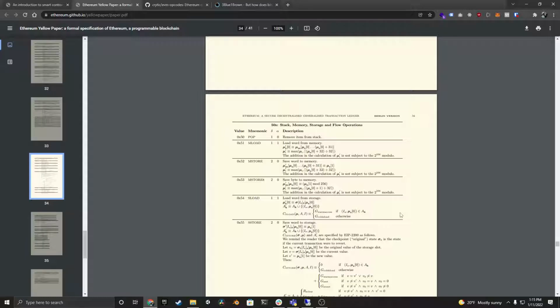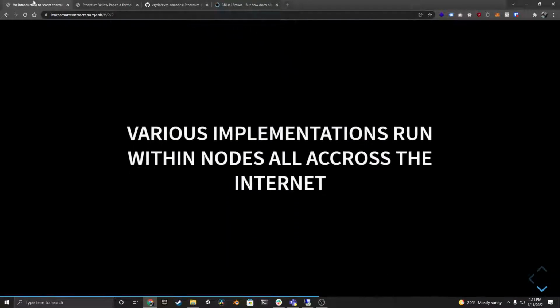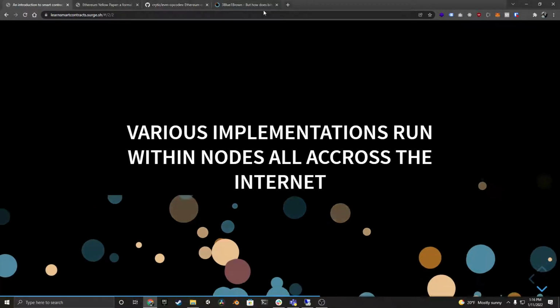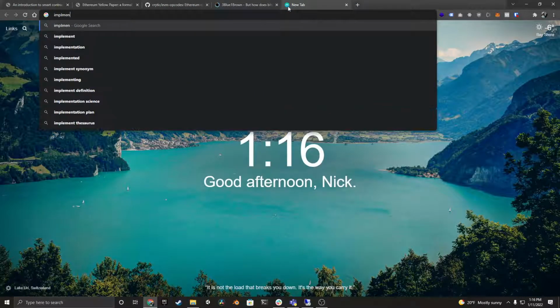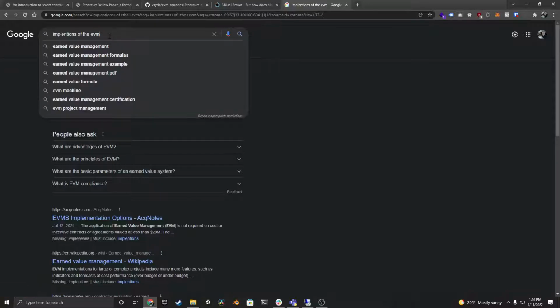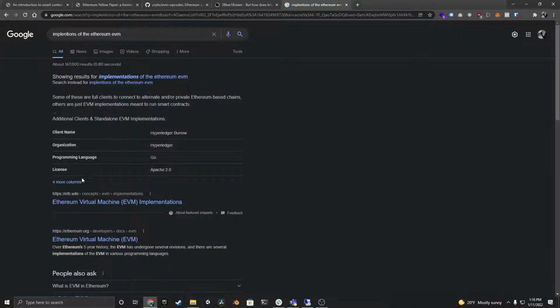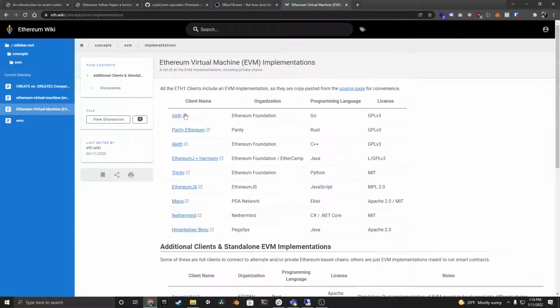So now we have this distributed piece of software. Now this yellow paper just kind of defines the spec, right? So there are many different implementations of this given spec, right? So if we look at implementations of Ethereum, I could just quickly do a search here of the EVM. We'll see that there is a bunch of different implementations, right? The most popular currently is Geth, but there are a bunch of different implementations of this EVM.